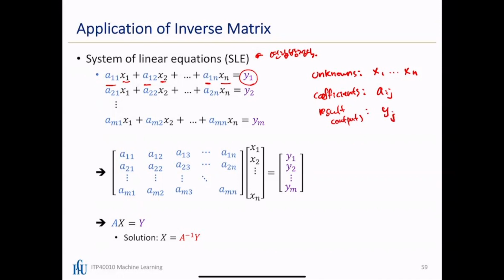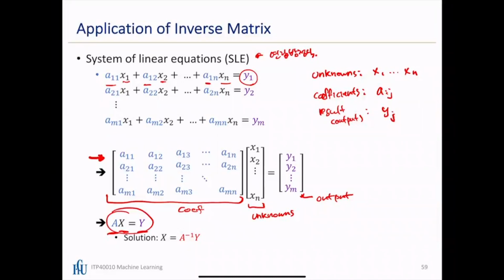Given that, the same idea can be notated using matrices. You have a coefficient matrix, here is a set of unknowns, the unknown vector, and here comes your output. If I notate this as a coefficient matrix, unknown vector and output vector, we can write down a matrix multiplication AX equals Y, which represents the same thing as the above system of linear equations.